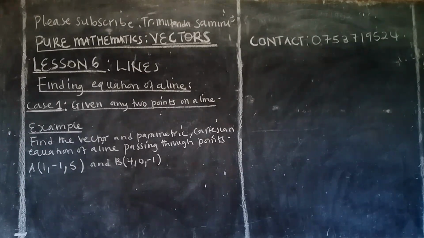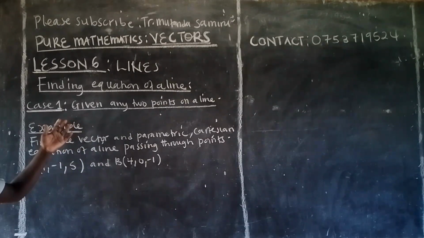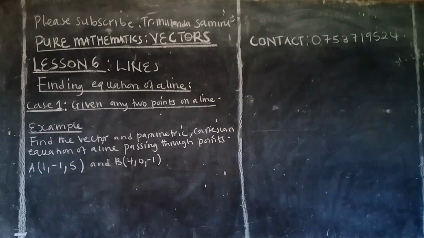Case 1. Case 1 means, for example, in a certain year, an examiner may decide to bring a question from here. Or if you check in the question bank, you realize that there will be a question similar to this. That's what we mean by case. A case means that an examiner who may be setting the paper may choose this heading and set a question of this type. And in lines, we have over 3 cases of how to find the equation of a line. The first one is given any 2 points on a line.